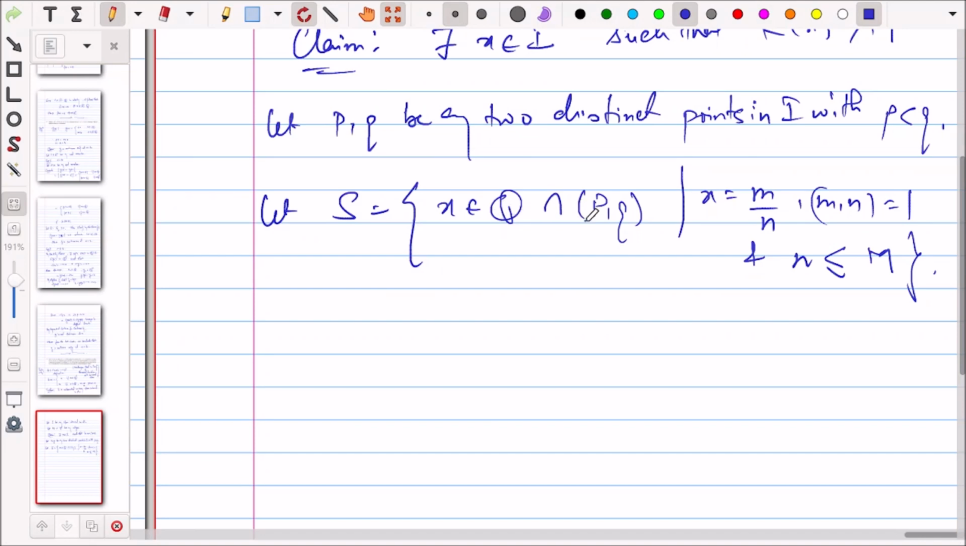We are collecting all rational numbers in this interval (p, q) such that x is equal to m by n and n is less than or equal to m. We are collecting all the rational numbers in this interval (p, q) where x is equal to m by n and n is less than or equal to m. Fine.